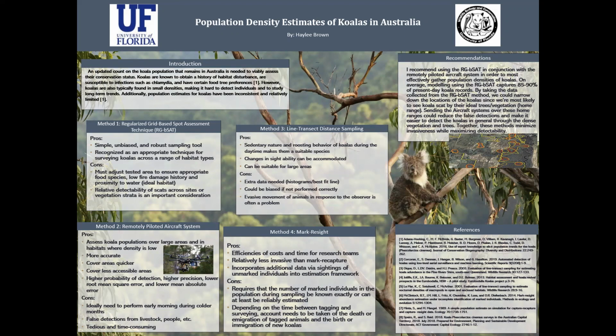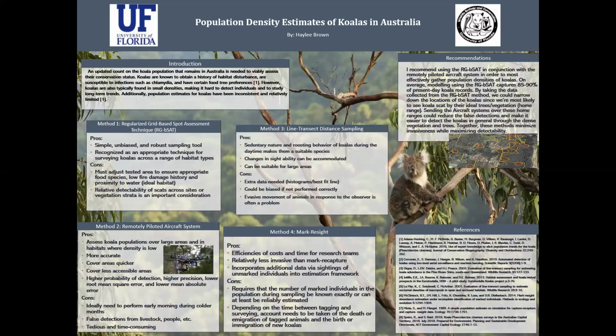Some of the pros is assessing the koala populations over large areas and habitats where density is low. It could be more accurate, it covers more area quicker, and you can get to areas that may not be accessible on foot. Some of the cons is that you need to perform this ideally during colder months or colder mornings when heat can be clearly seen and clearly distinct.